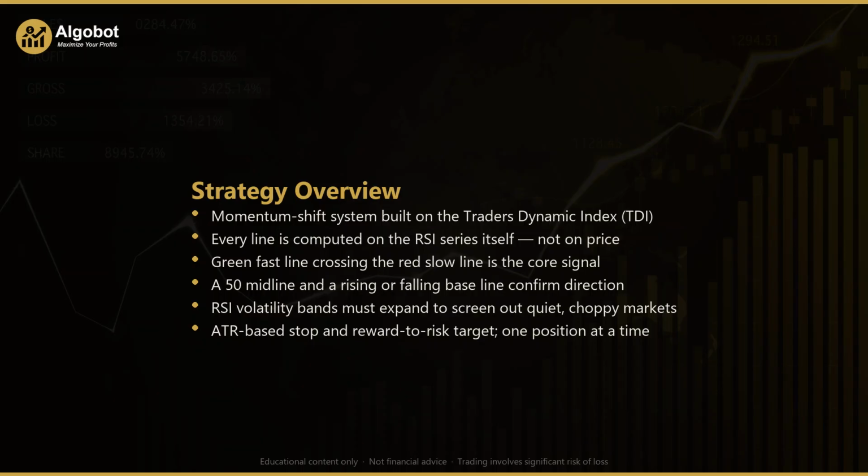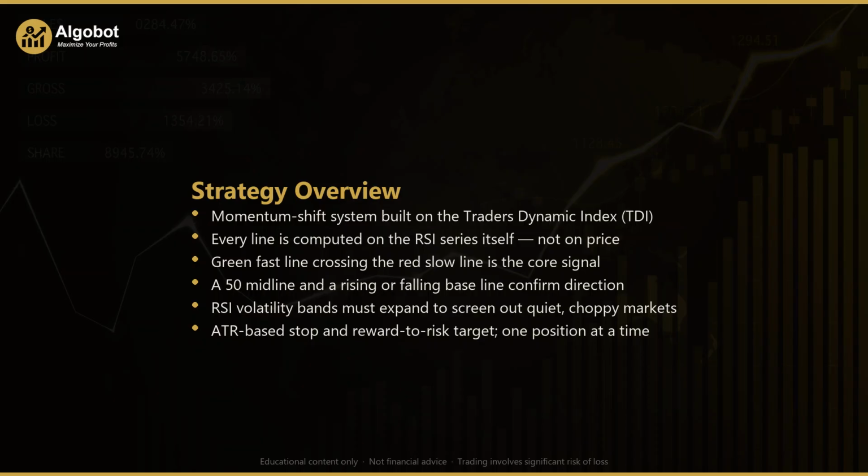The Traders Dynamic Index gives us 4 lines, all derived from that one RSI stream. There's a fast green signal line, which is a short average of the RSI and reacts quickly. There's a slower red confirmation line, which smooths the RSI. There's a baseline, sometimes called the market baseline, which acts as the RSI's own mean or regime anchor. And finally, there are volatility bands, drawn a set number of standard deviations above and below that baseline. The distance between the upper and lower band, the bandwidth, tells us how active or how quiet momentum has become.